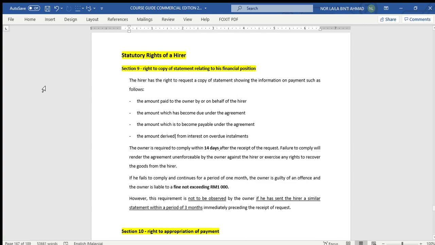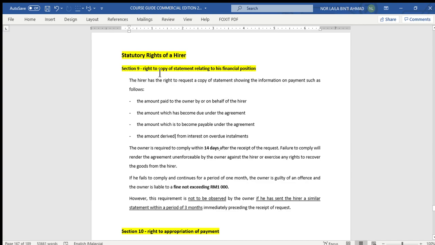Okay, now let's continue with the discussions of statutory rights of hirer. What does it mean by statutory rights? Statutory rights are the rights given to the hirer under statute, meaning under the Hire Purchase Act 1967. So when you sign a hire purchase agreement, automatically you have these rights. The statutory rights of the hirer are stated under Section 9 to Section 15 of the Hire Purchase Act.